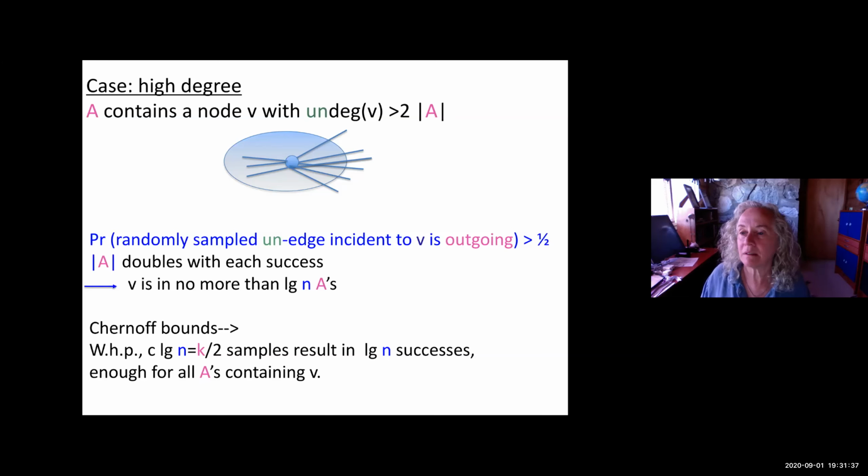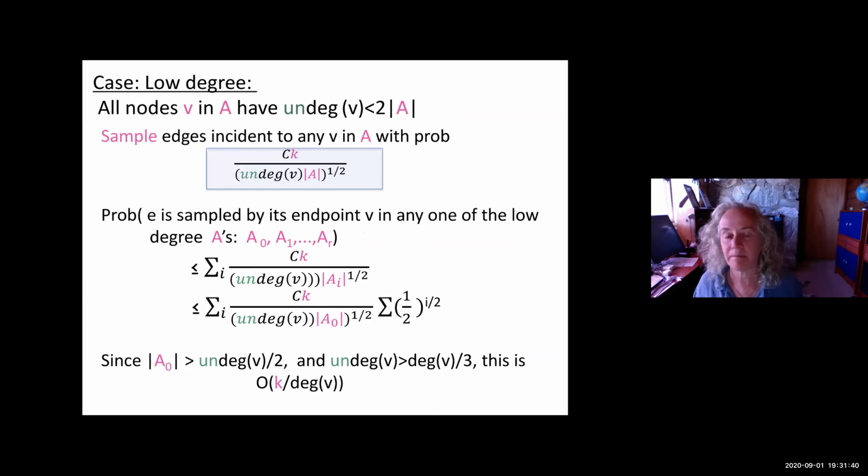All right, so that brings us to the second case, the low degree case. Now we assume that all the nodes in V have a low undegree, which is less than 2 of the size of the smallest component that it's in. Now we're going to sample each edge incident to any V and A with this probability: k times some c divided by the size of the undegree and the size of A, all taken to the square root of this.